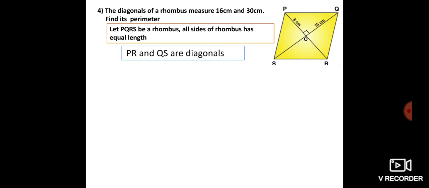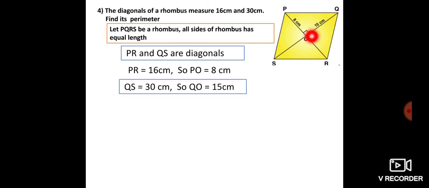Four sides are equal. Here you can see PR and QS are diagonals. Now PR equal to 16, that is given in the question. One diagonal is 16, that is PR equal to 16. So PO, O is the center of the rhombus, PO equal to half of 16, that is 8 centimeter. Just like QS equal to 30, then QO equal to 15 centimeter. Now next we have to find the perimeter of the rhombus.